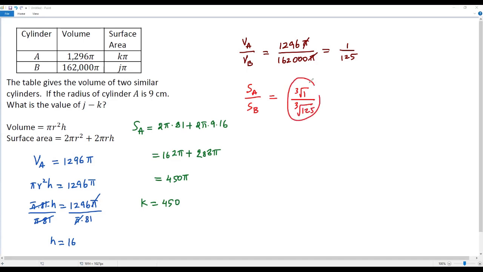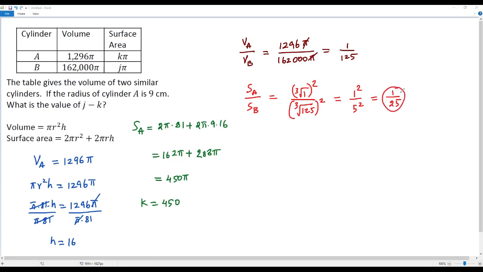Now we have the quantities in linear units. We know that surface area is measured in square units. So we have to square both the terms over here to get the ratio of the surface areas of the two cylinders. Now let's do some simplification. We know that the cube root of 1 is just 1, then we get 1 squared. And the cube root of 125 is just 5, then we get 5 squared. 1 squared is 1 and 5 squared is 25. I got the ratio of the surface areas of the two cylinders.